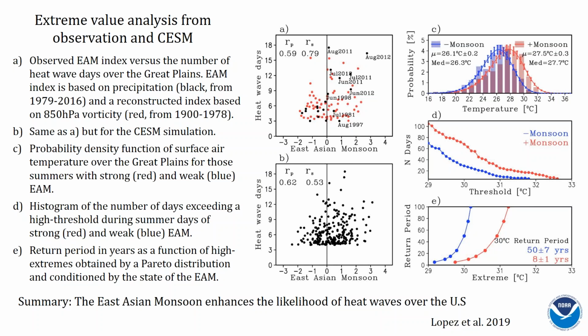And again, for weak monsoons, you have a heat wave with a daily mean temperature of 30 degrees Celsius, which is a very high temperature for daily mean, every 7 years. Whereas for summers with strong monsoons, that tends to occur every 8 years. So there is a marked difference between the rate of return.